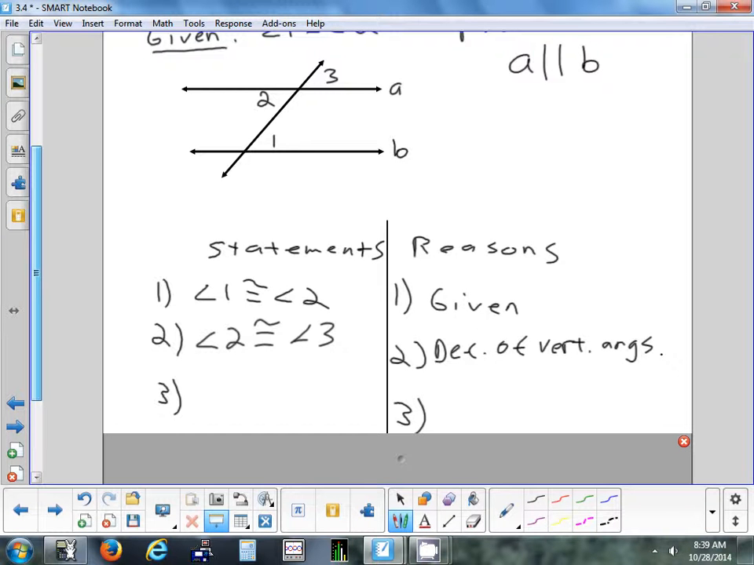What can be my third statement? How about Dakota? Perfect. Angle 1 is congruent to angle 3. And what would be the reason there? Definition of corresponding angles? No, not definition of corresponding angles. What's the same as that reason I said earlier, like if A is the same as B and B is the same as C, then A is the same as C? That's your transitive property, yep. So transitive property of angle congruence.